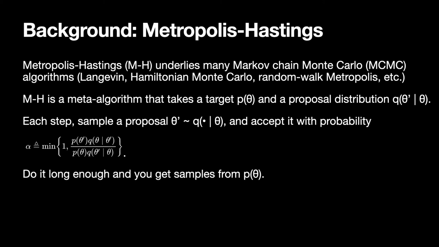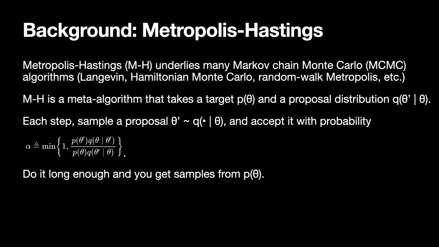So the Metropolis-Hastings algorithm is a meta-algorithm that underlies essentially all Markov chain Monte Carlo or MCMC methods, with the possible exception of Gibbs sampling. Things like Langevin dynamics, Hamiltonian Monte Carlo, random Metropolis, etc. Metropolis-Hastings is really a meta-algorithm.